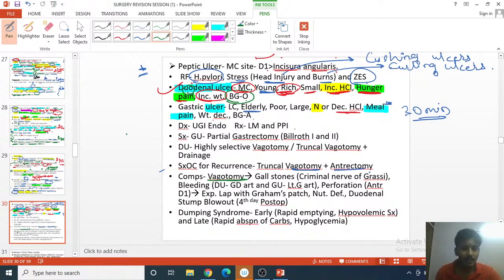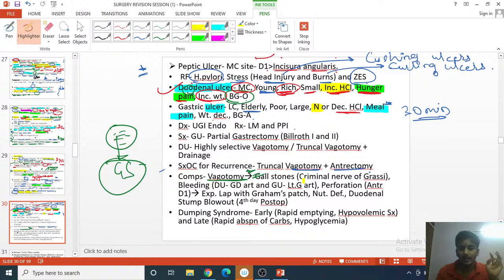What will be the complications if you perform vagotomy? Okay, if you remove the vagus, motility would be inhibited somewhat. So motility will be impaired, and as soon as motility is impaired, the gall bladder's motility will also be impaired. So the gall bladder is not able to empty the bile. Bile keeps accumulating, and because of this, what will form inside, gall stones. So remember, vagotomy can lead to formation of gall stones, and the nerve responsible for this is known as the criminal nerve of Grassi. Please remember, the nerve responsible is known as the criminal nerve of Grassi. Which branch of the vagus is it? Criminal nerve of Grassi.